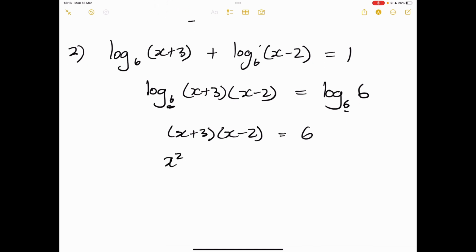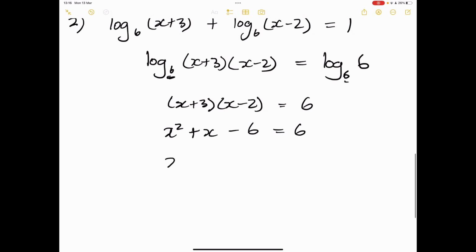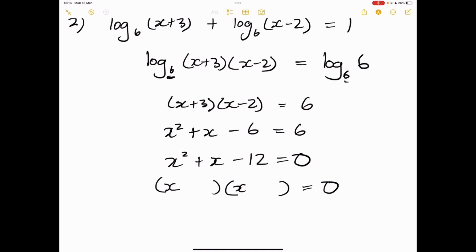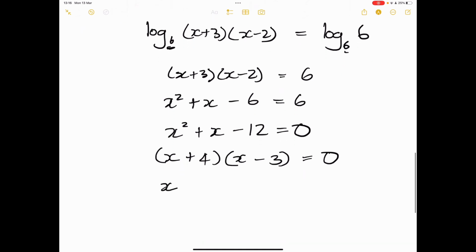So I've got x squared, negative 2x plus 3x, which gives me plus x, negative 6, which is equal to 6. Again, that means we've got x squared plus x minus 12 equal to 0. So we've got x and x there, and 4 and 3. That means this will be positive and that will be negative. So x is equal to negative 4, or x is equal to 3.